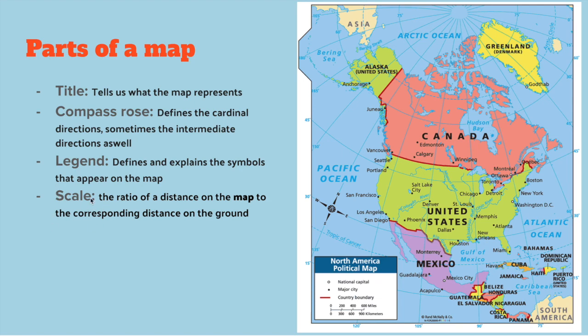Next, you have the scale. It's mathematically the ratio of the distance on the map to the corresponding distance on the ground. You can look at a map right now, and Chicago and Detroit look close by, but how much is that in real life? How many kilometers, how many miles? And pretty much that's what the scale is for.